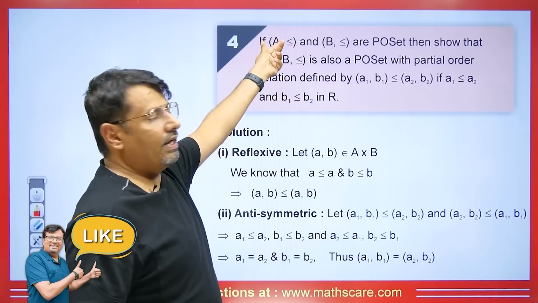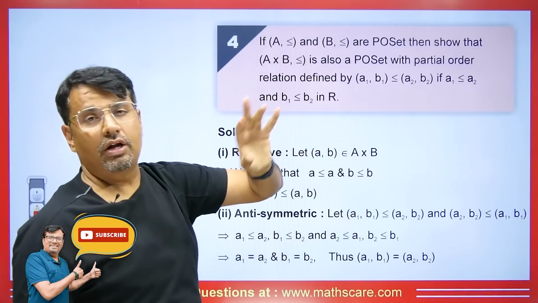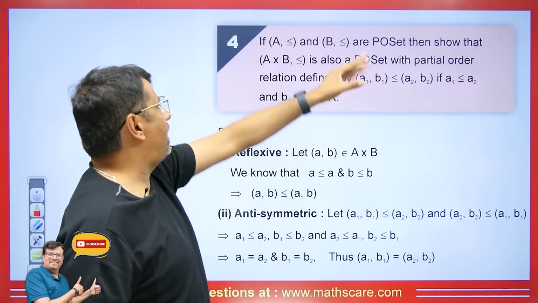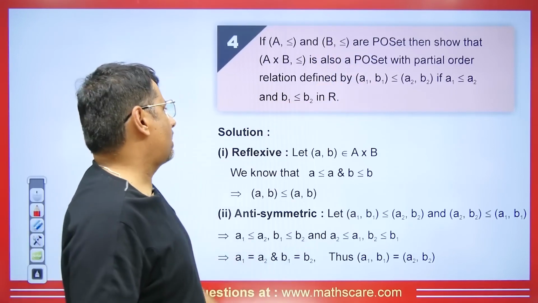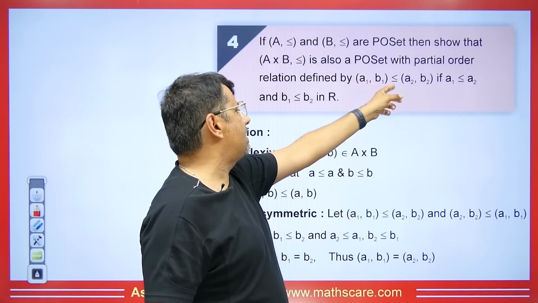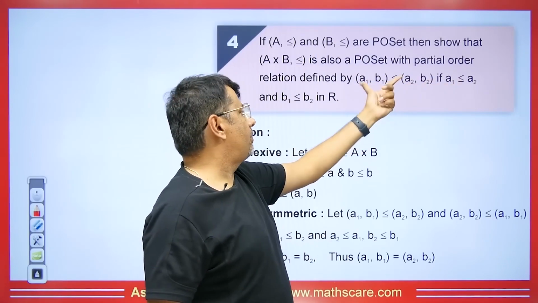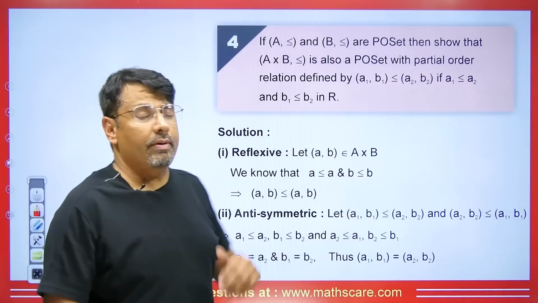If we have two relations, A with less than or equal to and B with less than or equal to, both of these are POSETs, so it is a partially ordered set, then show that their Cartesian product will be a POSET. That's what we have to prove. The relation defined here is (A1, B1) is less than or equal to (A2, B2), which means the first element should be smaller than the first element and the second element should be smaller than the second element.